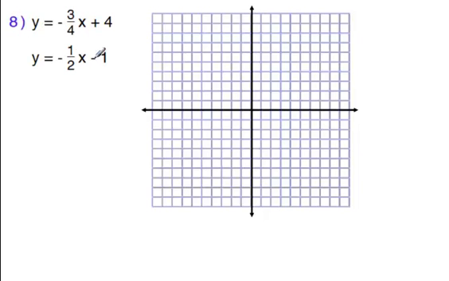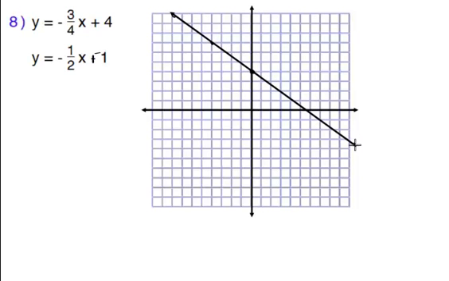So let's go ahead and change this to plus negative 1. So let's graph this top one. My y-intercept is 4, and my slope is negative 3/4. So up 3 and over 4 to the left, up 3 and over 4 to the left. So let's go ahead and graph that one.